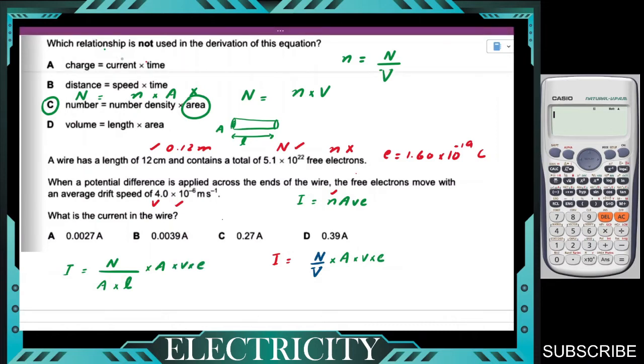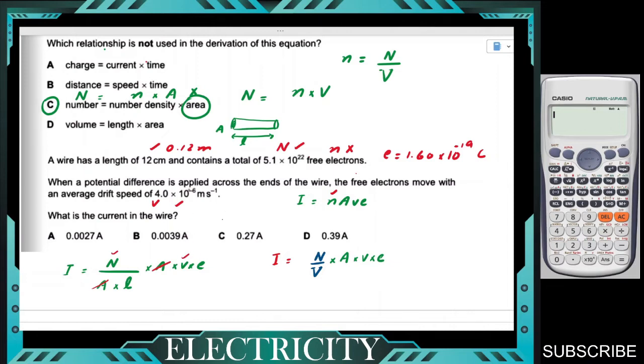What do you do afterwards? It's just trivial to find the value of I. So you can just cancel A with A. The value of N is given. The value of small v is given. The value of e can be seen from the data sheet. The value of L in SI units is 0.12. And what do we do now? We hit it on the calculator.